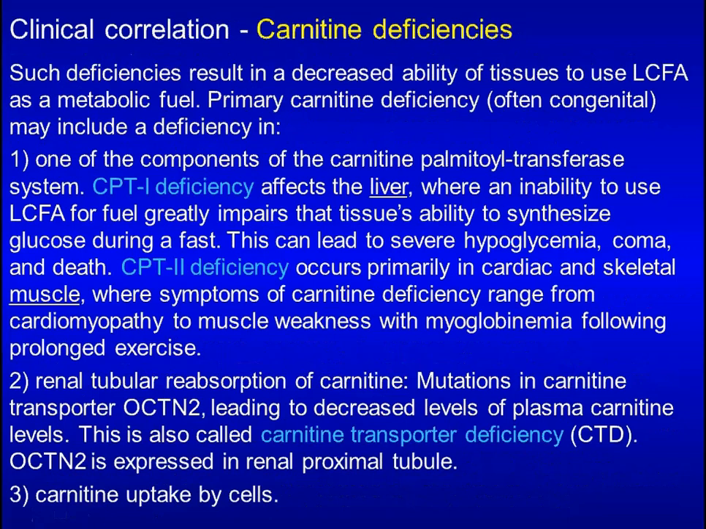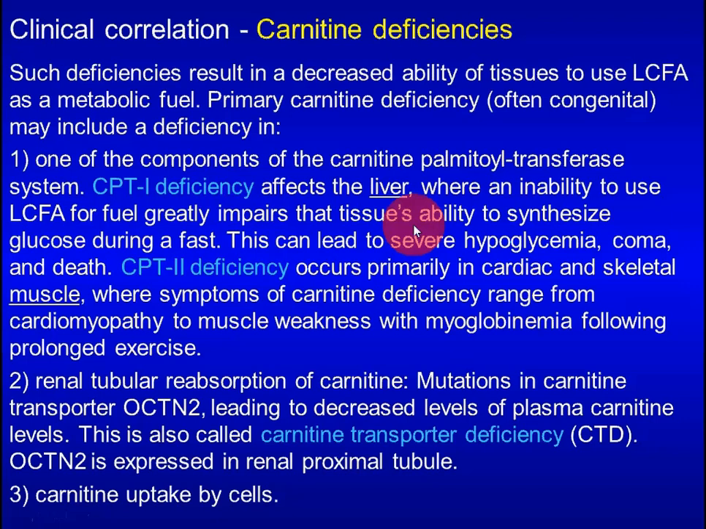Primary carnitine deficiency may include deficiency in the carnitine shuttle, such as CPT1 deficiency and CPT2 deficiency. CPT1 deficiency affects the liver, where an inability to use long-chain fatty acids for fuel impairs the liver's ability to synthesize glucose during fasting. This can lead to hypoglycemia.